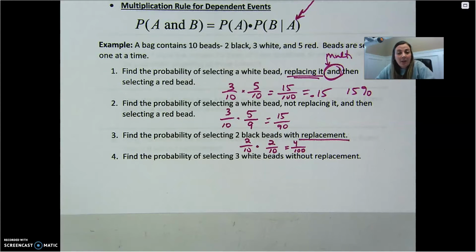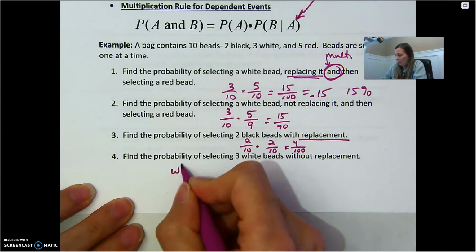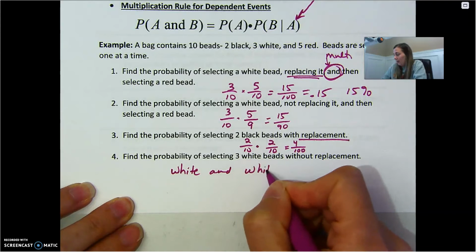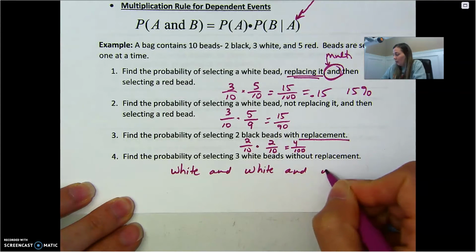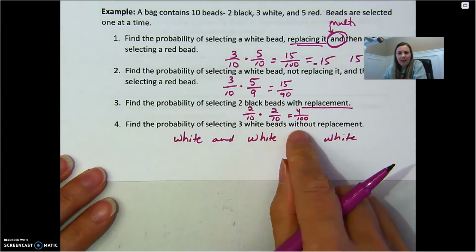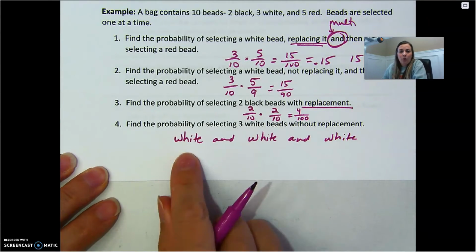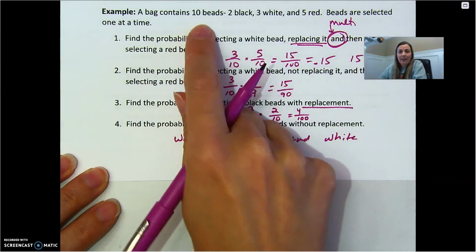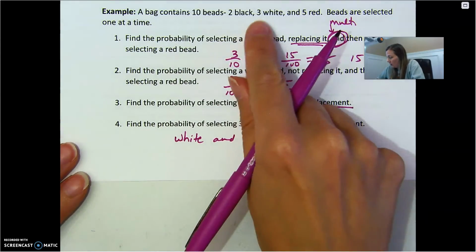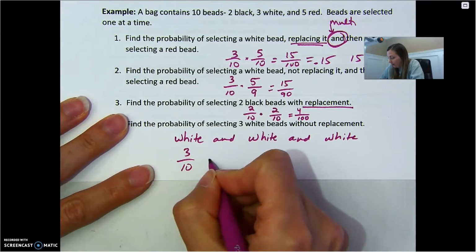All right, find the probability of selecting 3 white beads without replacement. We're going to select a white bead, and then a white bead, and then another white bead. Since I have more space, I'm going to write more here. It's without replacement. So once we take a bead out for this first draw, we're down to 9 beads, and then we'll be down to 8 beads, and so on. There are 3 white beads out of 10 when you first go.